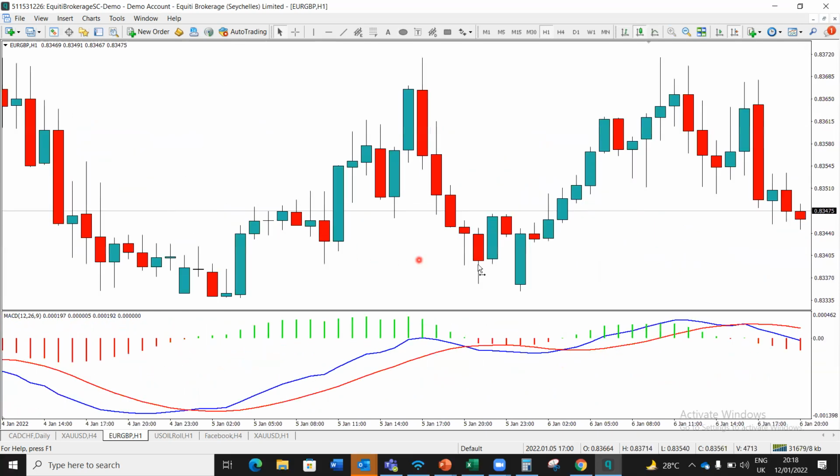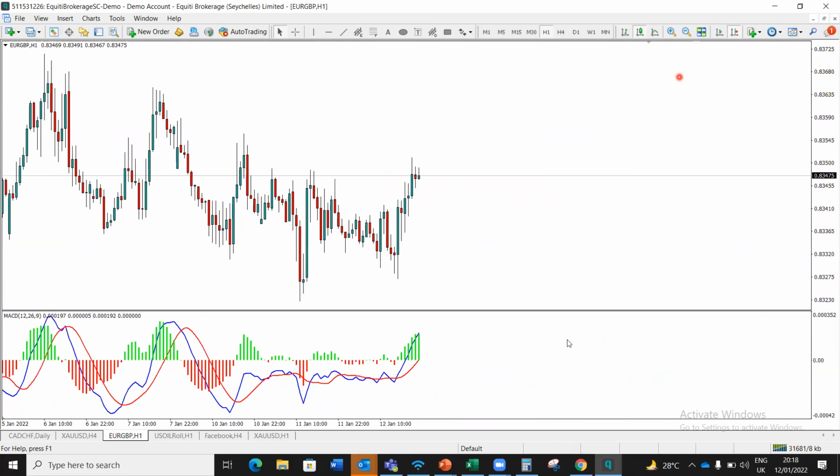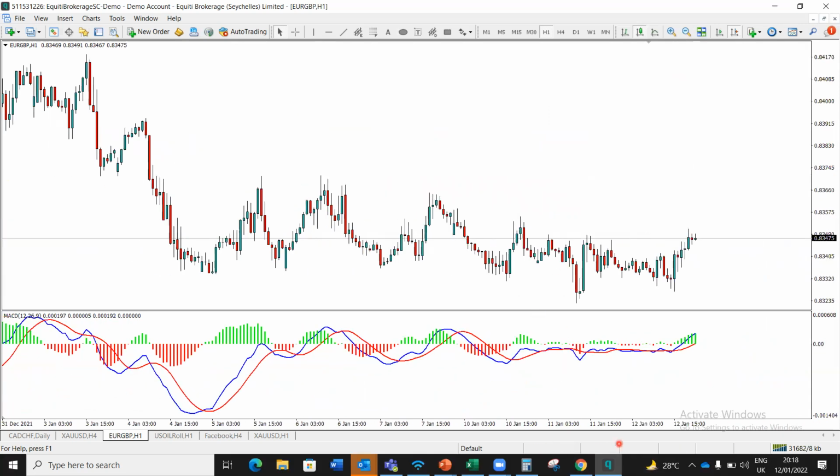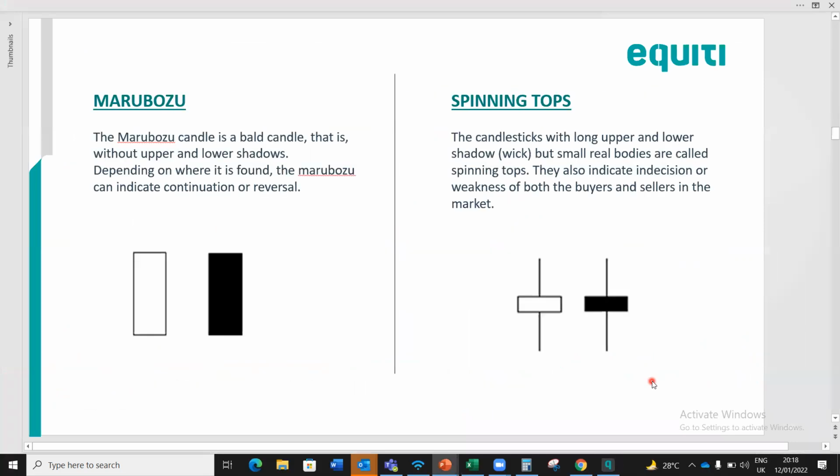It simply shows indecision in the market. All right, so that's for the doji. Let's look at the next candlestick, the Marubozu.